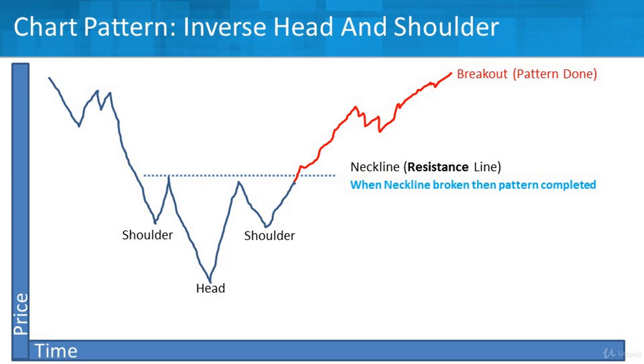Once again, the shoulders are roughly the same height. They're at the same level, maybe is a better way to put it. And then back up to the resistance line, forming an inverted head and shoulder. Now it could repeat itself in a head and shoulder period, but once it breaks that neckline, in this case the price resistance level, then the pattern is completed. And you might have a breakout.